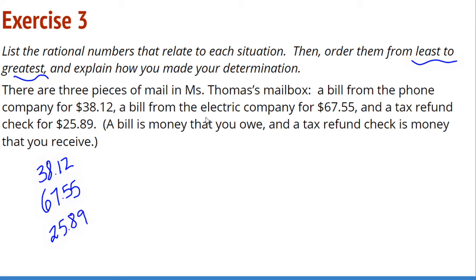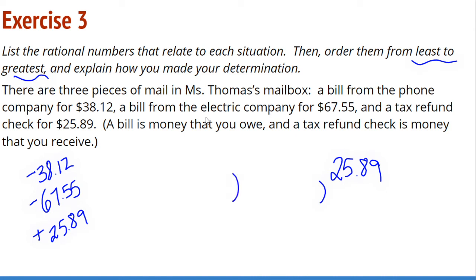Okay. Now, bills are things I have to pay. Those are negatives to me, money I have to spend. A tax refund is money that I get back, so that's a positive for me. A bill is money you owe, and a tax refund is money you receive. So I've got 2 negatives and a positive. The positive number is going to be greater than the 2 negative numbers, so I'm going to write it at the end.